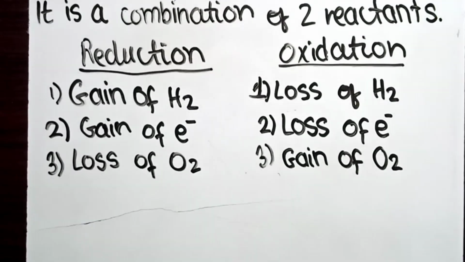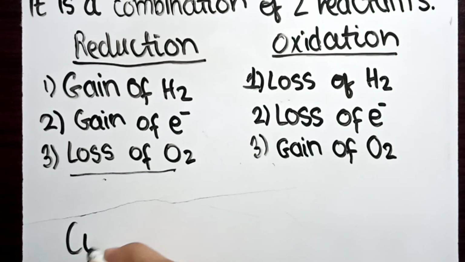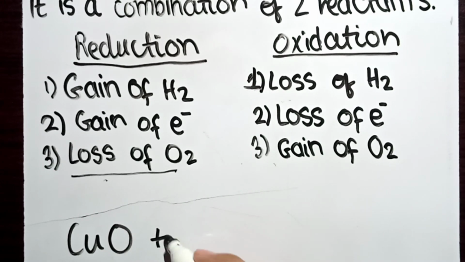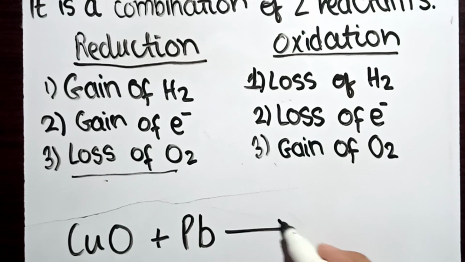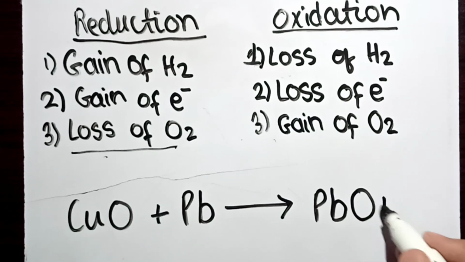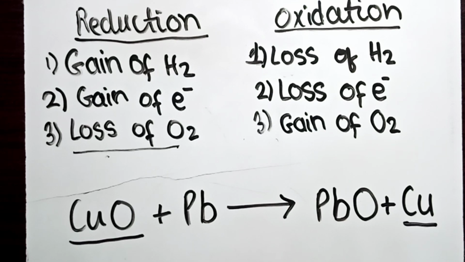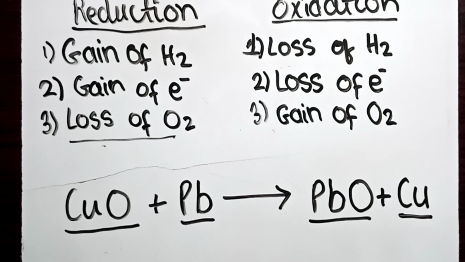Exactly, we need to understand by representing the reactions. So in reduction it's stated that there will be the loss of oxygen gas. How? Copper oxide will react with lead. It will become copper and lead oxide. So here you can see that with the copper there was oxygen present, and now the copper is alone, whereas the lead has joined with oxygen. Lead has gained the oxygen gas and the copper has lost the oxygen gas. This is known as reduction.